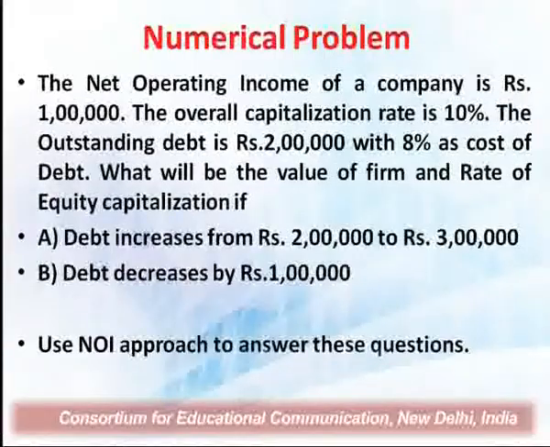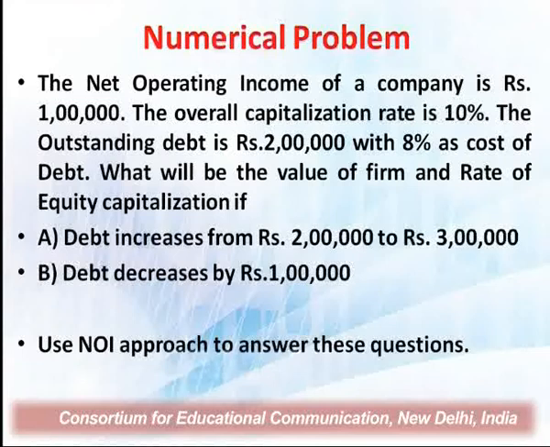Let's take a numerical problem to understand what practically this NOI approach wanted to say about capital structure. Suppose there is a question that the net operating income of a company is rupees 1 lakh. The overall rate of capitalization, that is overall cost of capital, is 10%. The outstanding debt is rupees 2 lakh with 8% as cost of debt. What will be the value of firm and rate of equity capitalization if, number one, the debt increases from rupees 2 lakh to 3 lakh, which means they are changing the capital structure, and the second is when debt decreases by rupees 1 lakh. And lastly, the question is saying to use the NOI approach to answer these questions.